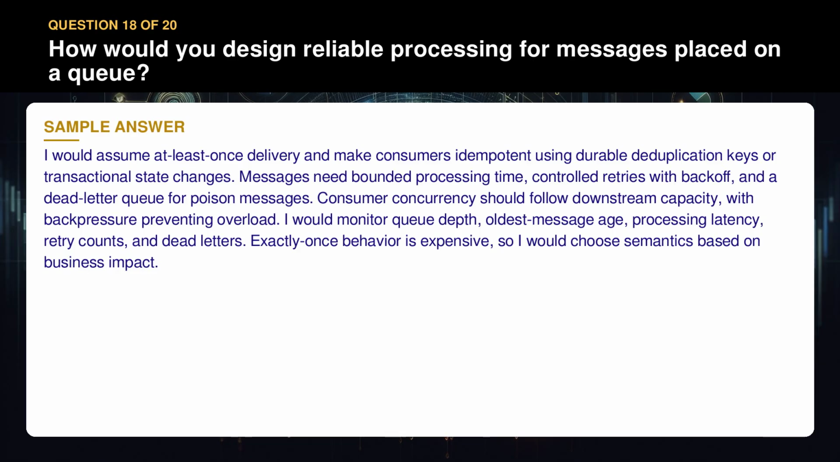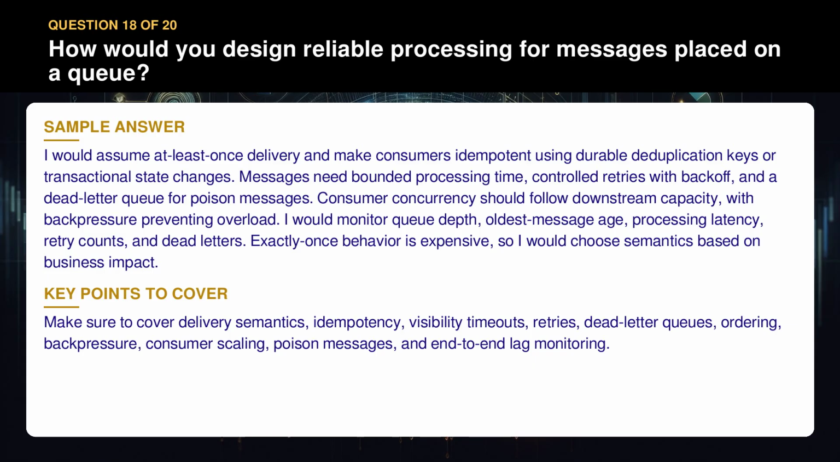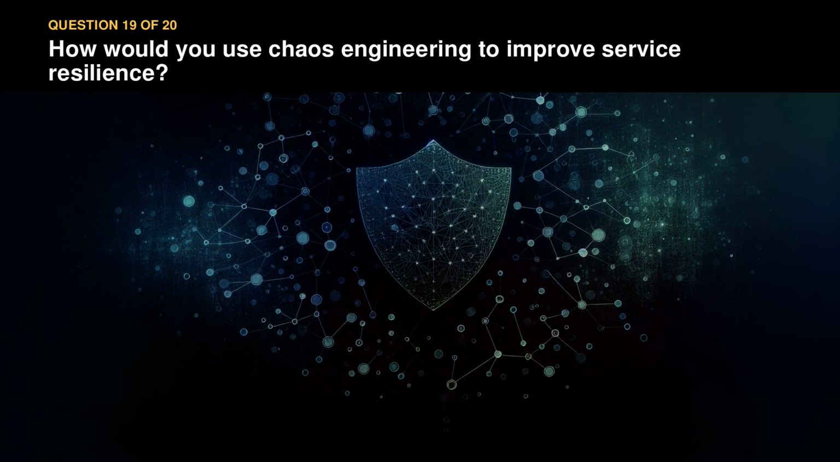Exactly once behavior is expensive, so I would choose semantics based on business impact. Make sure to cover delivery semantics, idempotency, visibility timeouts, retries, dead letter queues, ordering, backpressure, consumer scaling, poison messages, and end-to-end lag monitoring.